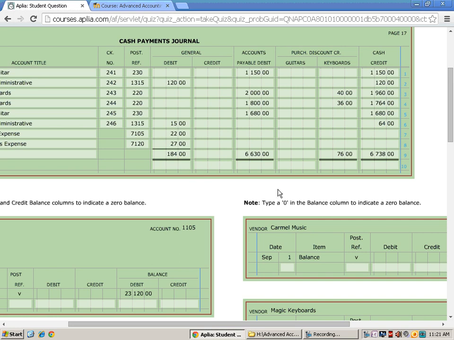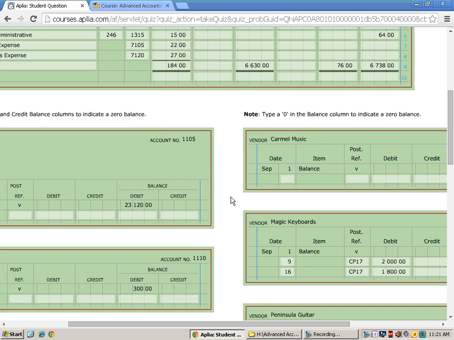You're going to make sure your debits equal your credits. So you're going to take 184 plus 6,630. So those are our two debits, which will give us 6,814. Then you're going to take $76 plus 6,738 and make sure that it equals 6,814. So your two debits need to equal these two credits. Debits have to equal credits.